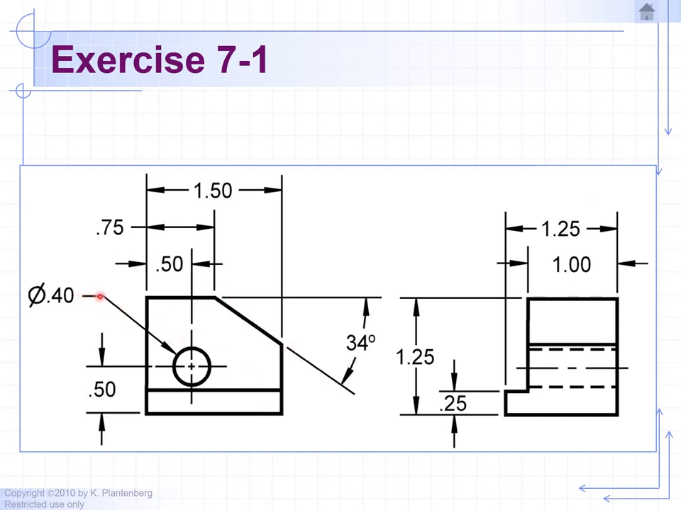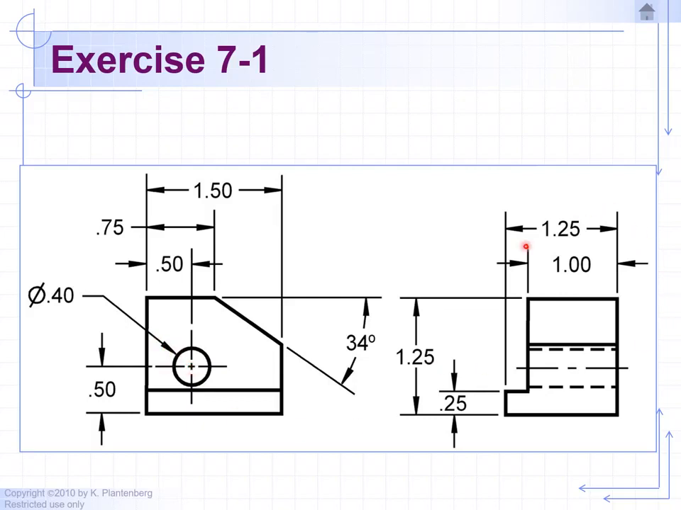Notice also the leader has an angle. It's not exactly, but it's about 45 degrees in angle. Avoid using a leader that's horizontal or vertical. Give it an angle so it stands out separate from the dimension lines. Also note that the arrowhead is pointing towards the center of the hole.